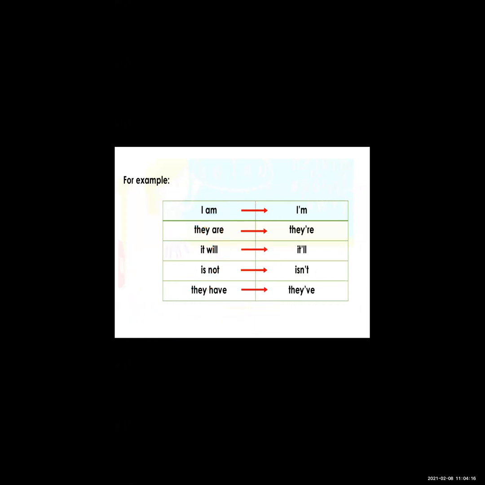Now see, there are some examples. Here we have to make contractions by using the apostrophe. The first one is I am. If you have to write the short form of I am, you will put an apostrophe after I. See here, after I there is an apostrophe, and this is the short form of I am.